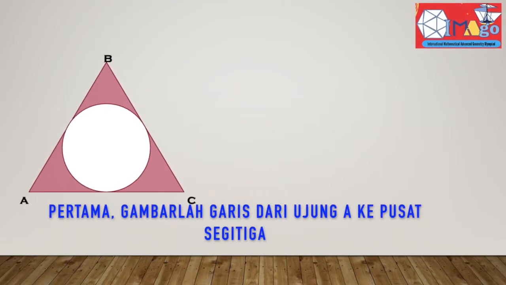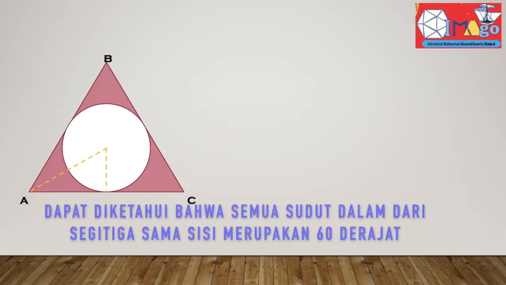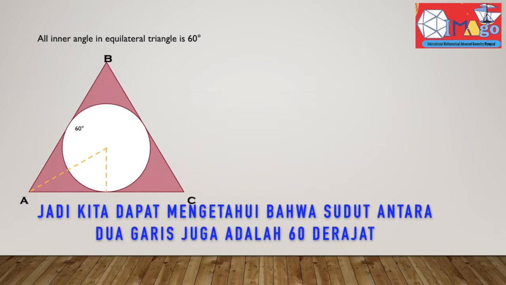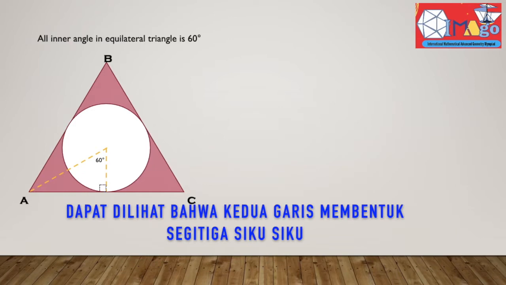First, let's draw a line from the edge A to the center of the triangle, and then draw another line from the center of the triangle to the midsection of the triangle side. It should be known that all inner angles of an equilateral triangle are 60 degrees. Hence, we know that the angle between the two lines is also equal to 60 degrees. As we can see, this is a right angle triangle.